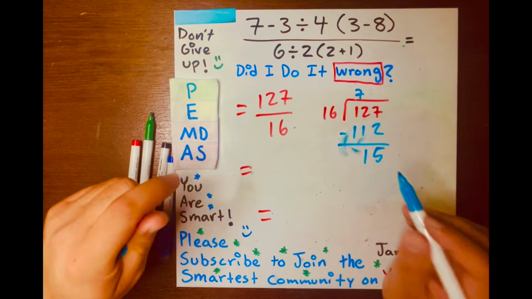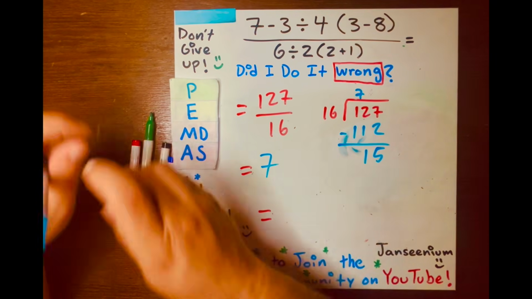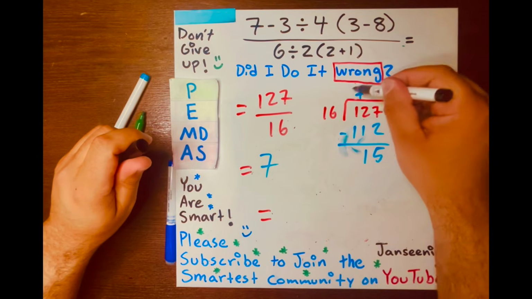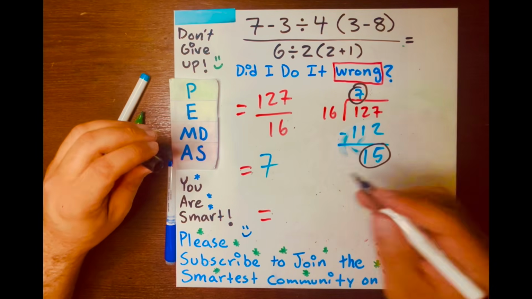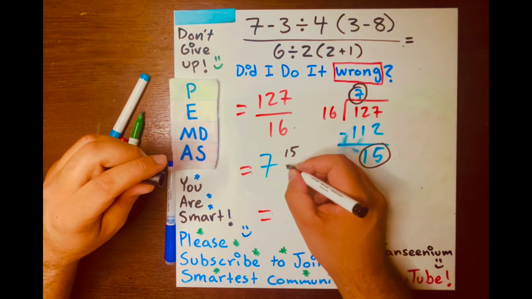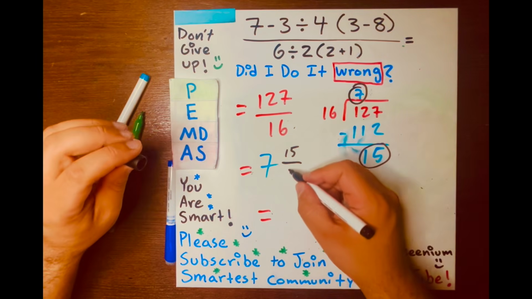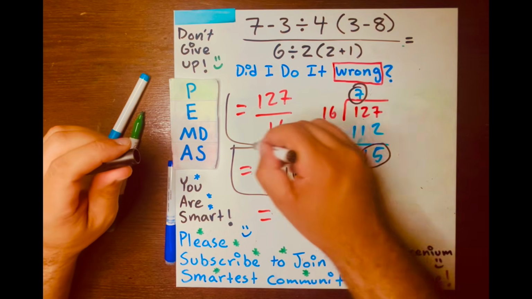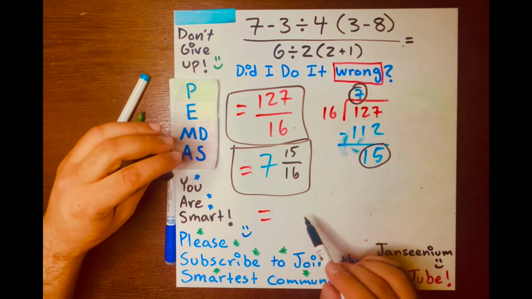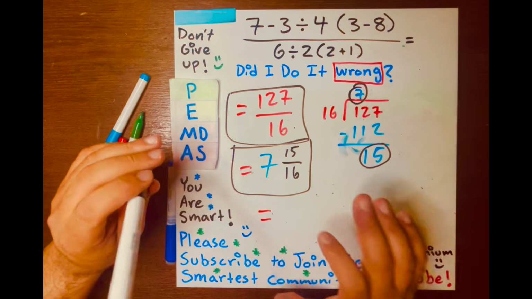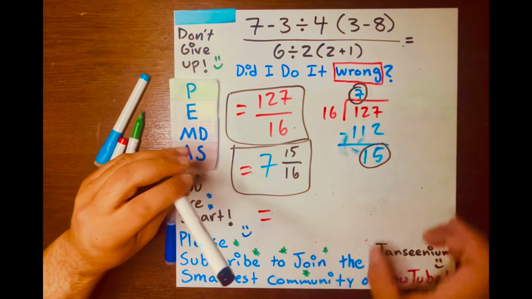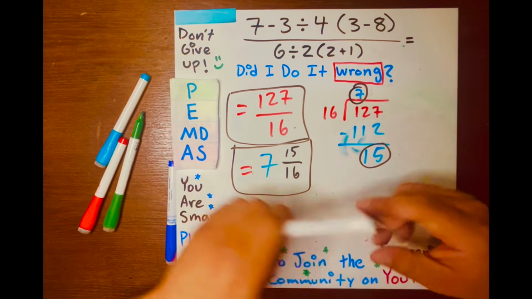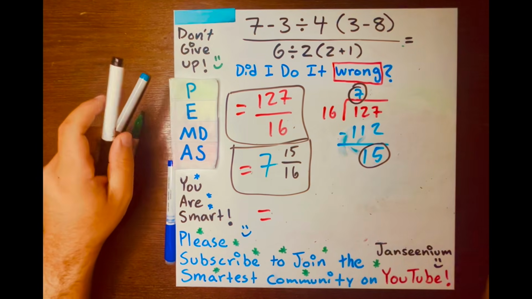So your mixed number answer is 7, the whole number. The remainder, 15, goes above the fraction bar, and then 16 goes below the fraction bar. And this is your mixed number answer. This is your improper fraction answer. And then I want you to figure out the decimal answer by continuing the long division, and then put those answers in the comment section down below.